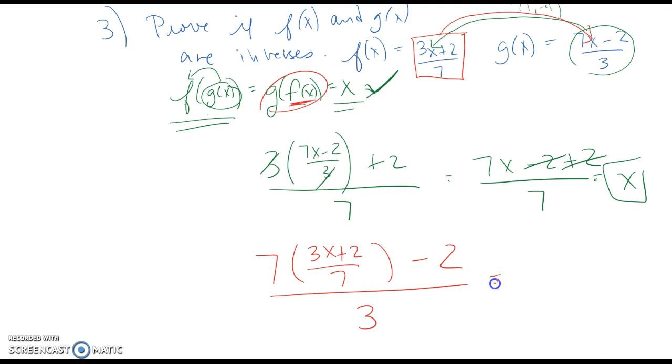Okay, so same thing as before, 7 here and 7 here, gone, gone. And then we have 3x plus 2 minus 2 divided by 3. And then same thing's going to happen. Minus 2 plus 2, make a 0. 3 over 3, well, that's just x. So, yay. So both ways, when we plug them into each other, they simplified to x.